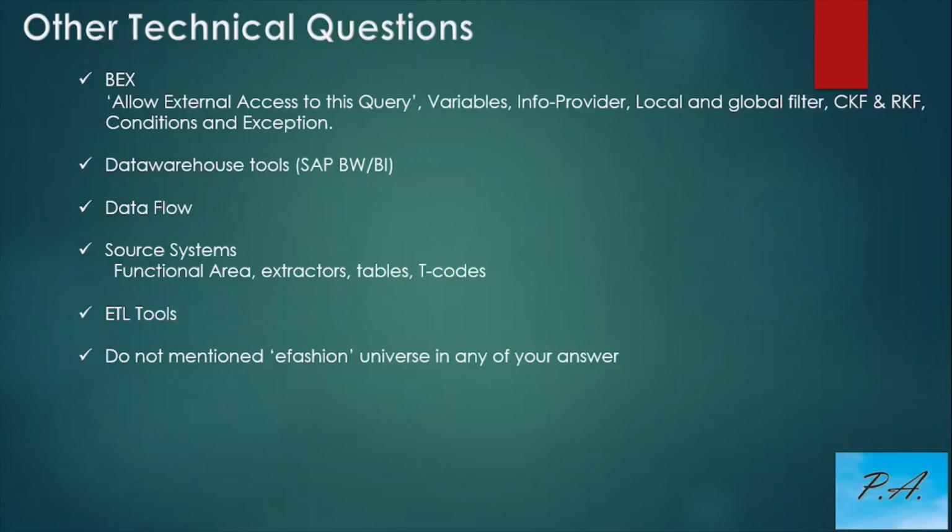And data flow. You should be able to explain the various data flow scenarios in your reporting solution, like how you extracted data directly from ECC, how you extracted data from BW, and what real-time reporting data flows you have used. And next is source systems: the functional areas, extractors, tables, and T-codes you used in various source systems. Okay, and ETL tools like BODS.